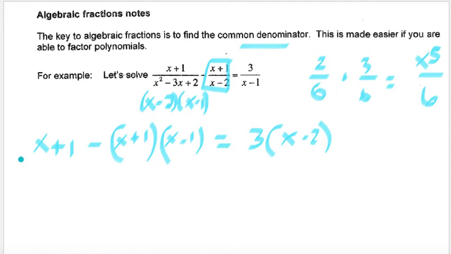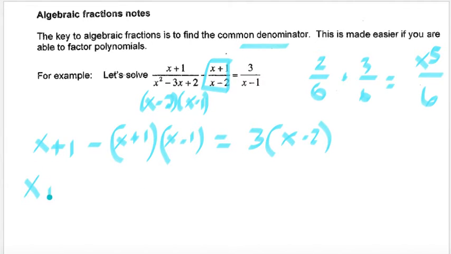I have this one over x minus 2 and x minus 1. I have this one over x minus 1 and x minus 2. And this one is also over x minus 1 and x minus 2. So I don't have to write the denominators anymore. I can just write the numerators, and that's what I've done. So I have x plus 1 minus this mess equals that mess. Let me simplify a little bit.